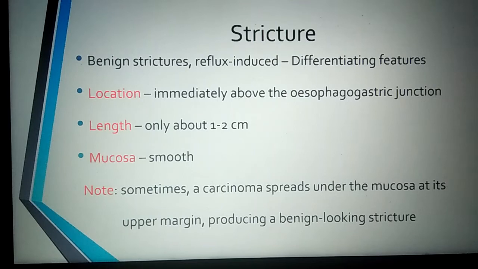But there is a problem. Sometimes even a carcinoma spreads under the mucosa, not involving the mucosa, and at its upper margin that malignancy is present, but it is producing a benign looking stricture. Why? Because it does not have any involvement of mucosa, that is, smooth mucosa is there, and just above it the benign looking stricture is produced. So it should be differentiated. A biopsy we can take and send for histopathology to confirm or rule out.